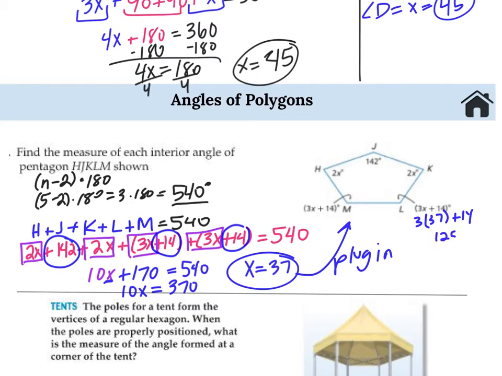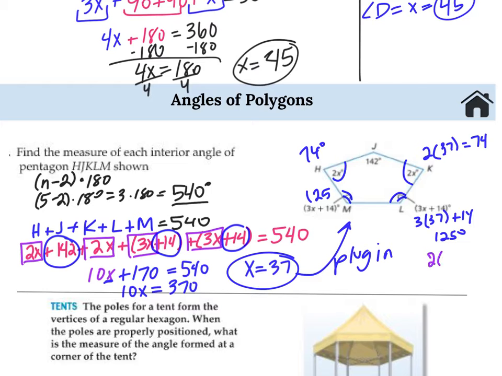is 125 degrees. Okay, 2x, or 2 times 37, is 74. We have another 74 degree over here because these are congruent. And then 3x plus 14 again is 125. Okay, so if I was to add all of these together, 125 is 250. 250 plus 142.